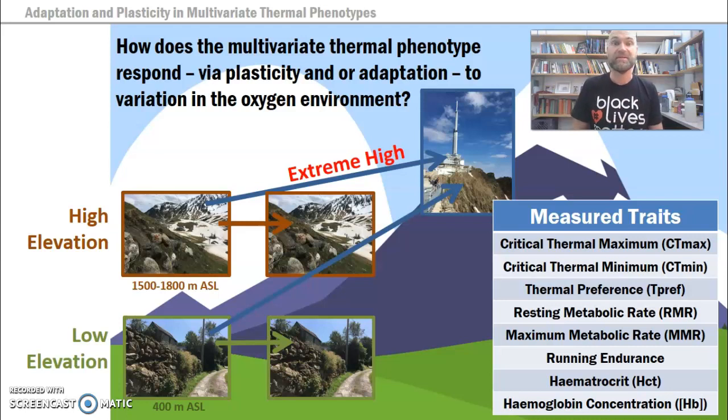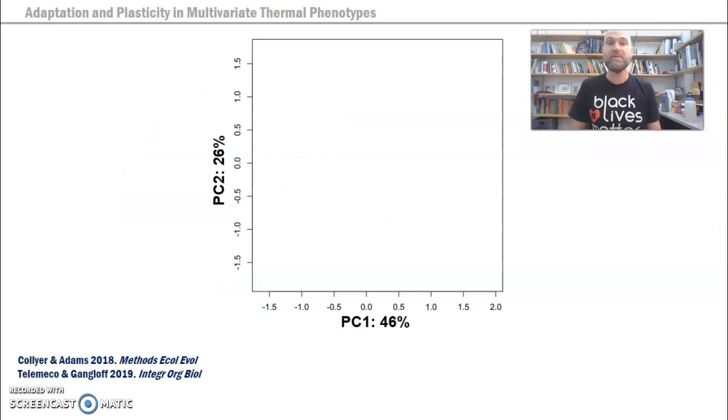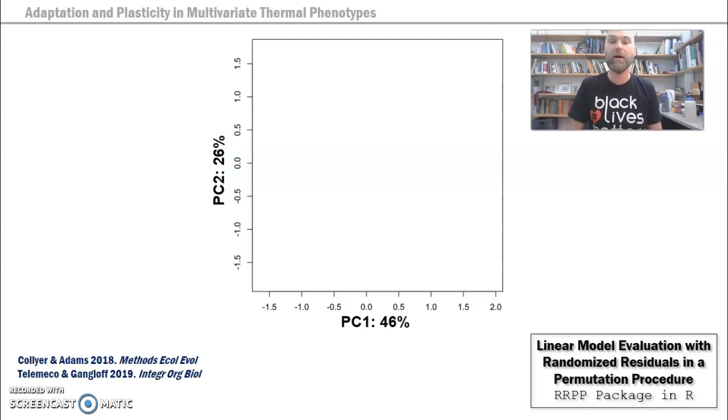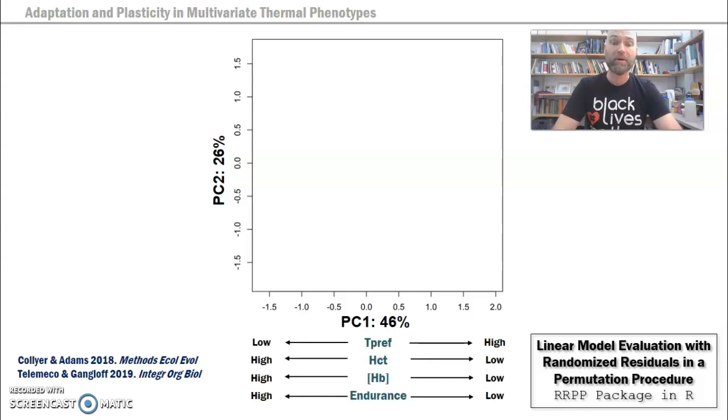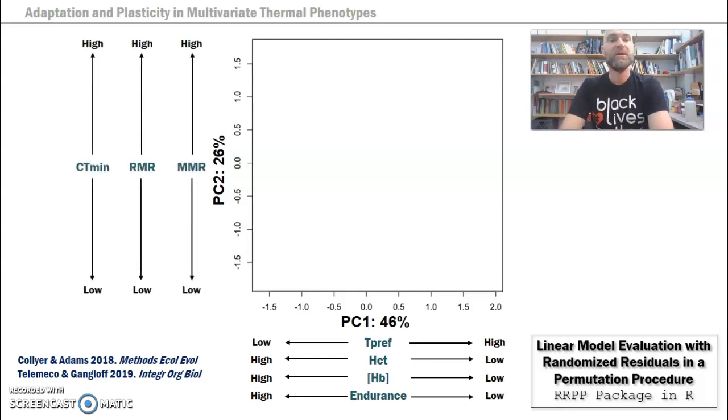This experimental design allows us to test for the relative effects of local adaptation in lizards originating from low and high elevations, as well as for the effects of plasticity in response to this novel hypoxic environment. To analyze these multivariate thermal phenotypes, we utilized multivariate statistical tools, specifically the RRPP package in R. So what I'll show you here is the mean for each group as well as 95% confidence ellipses projected onto the first 2 axes of variation. You can see principal component 1 on the x-axis representing 46% of the variation. And here strongly loading are the traits, the thermal preferences, hematocrit, hemoglobin concentration, and running endurance. On the y-axis, we find principal component axis 2 representing 26% of the variation. And here we see strongly loaded the critical thermal minimum as well as resting and maximal metabolic rates.